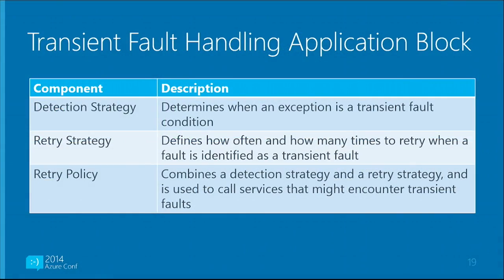Now, the Transient Fault Handling Application Block provides three basic things. It provides a detection strategy that tells us, is this error a transient fault? Is it temporary? If we retried, would it recover? Would we be able to have success with our connection? And then we have a retry strategy, which is how often and how many times we want to retry when we detect a fault. And then a retry policy basically combines that detection strategy and that retry strategy together for us, and we use that to execute our requests back to SQL Database or whatever underlying service we're calling.